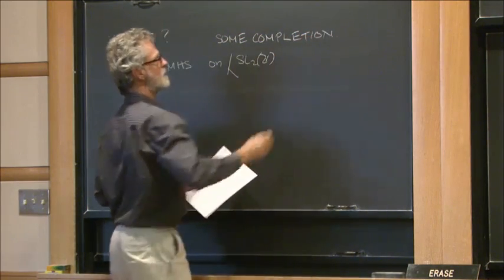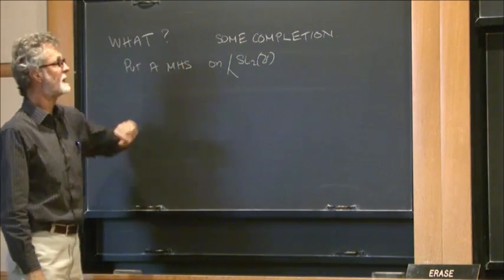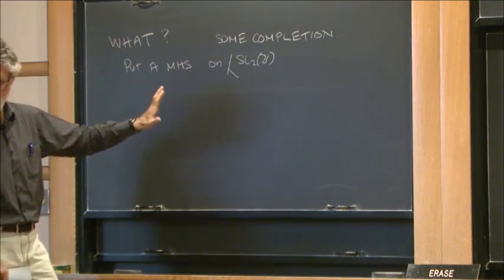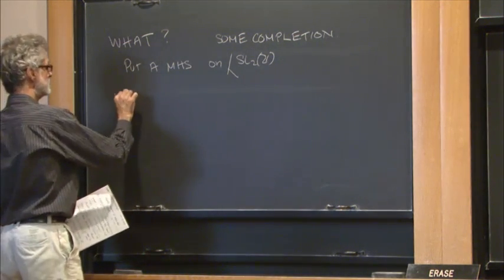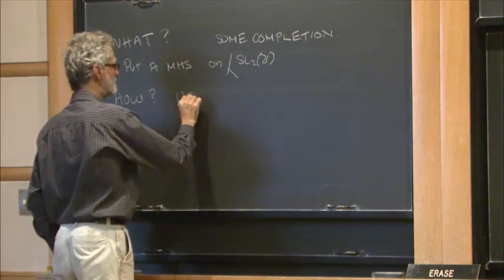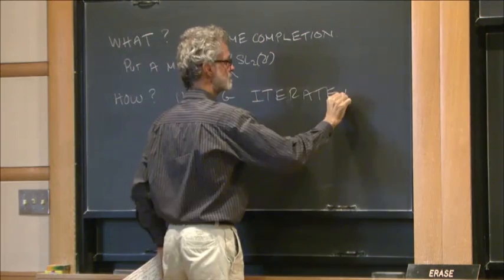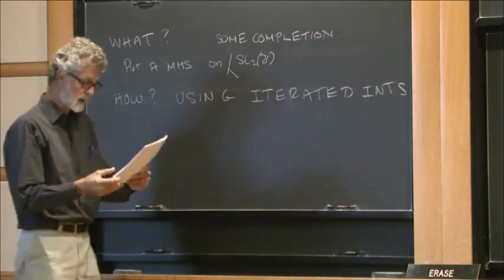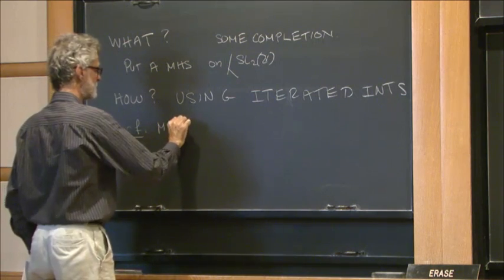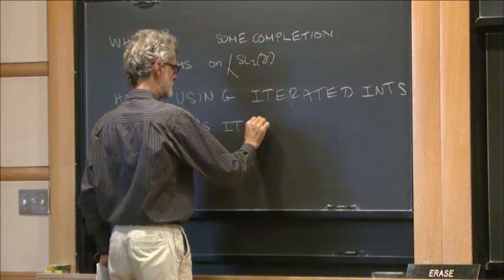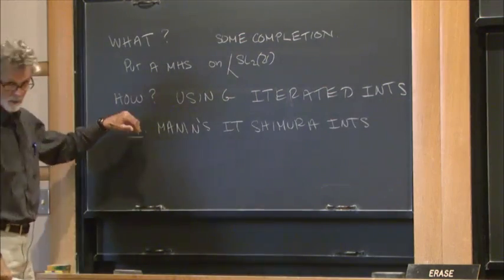And the completion is an affine group. And so it's got a ring of functions, and the ring of functions is a Hopf algebra, and that'll be a Hopf algebra in the category of mixed Hodge structures, or more accurately, in mixed Hodge structures. And sort of how, using iterated integrals. These are the iterated integrals of, say, K.T. Chen. And in this context, a special case of this is Manin's iterated Shimura integrals, which are Chen iterated integrals of holomorphic modular forms.